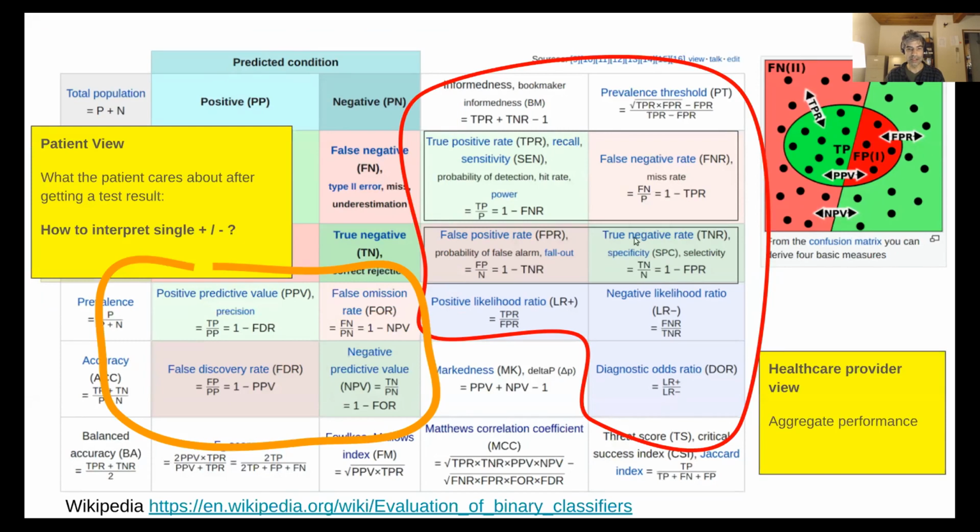So one way of looking at these things is some of these measures seem more suited to the patient's view. Like when the patient goes home and gets a positive or negative result, how meaningful is that to the patient? And other measures seem more useful on the aggregate view, like the healthcare provider. How is this model doing overall? How are the statistics on how well this model is performing? So depending on what your scenario is or what view you care about more, you might be interested in different types of metrics.